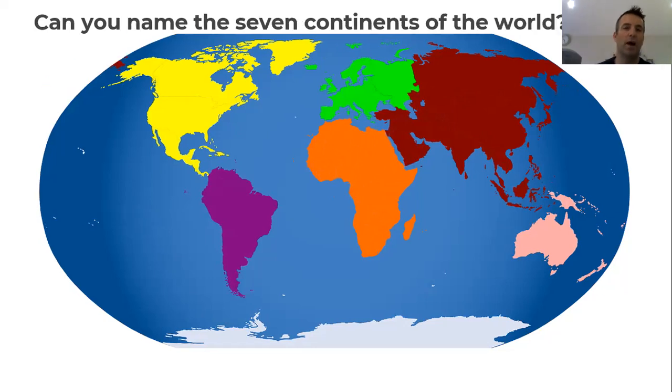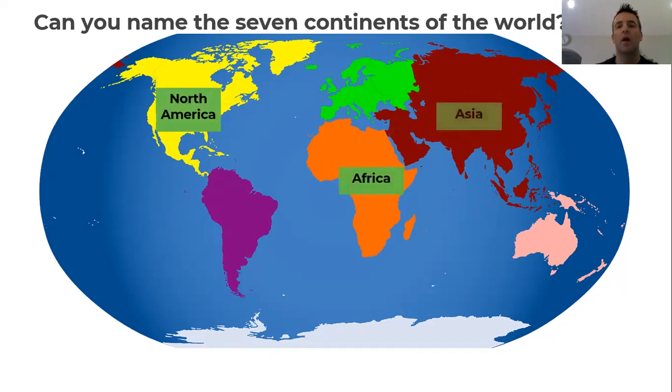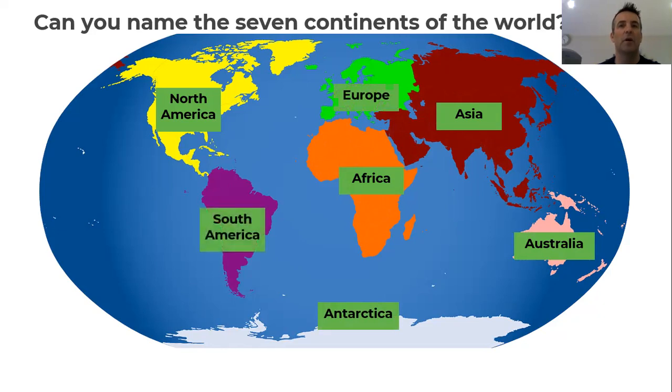So first of all, we have North America. We have Africa, Asia, Australia, also known as Australasia or Oceania. We've got right down in the south of the planet, Antarctica. Then we have Europe, and finally, South America. If you managed to get all 7 of those, give yourselves a huge pat on your back. If there are any that you missed out, then don't worry, there's always next time.